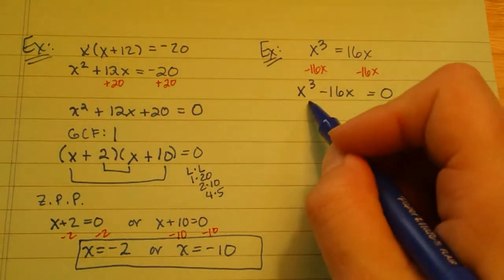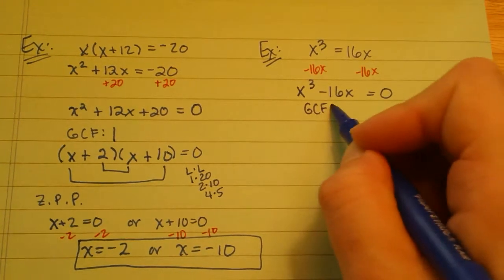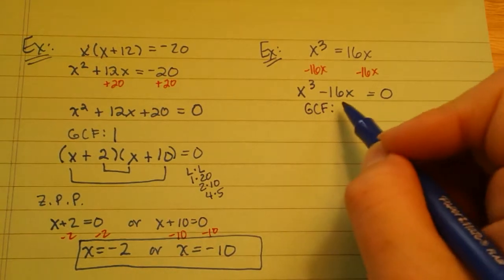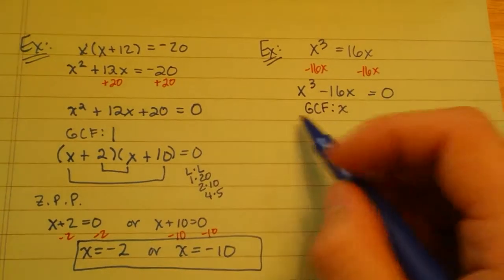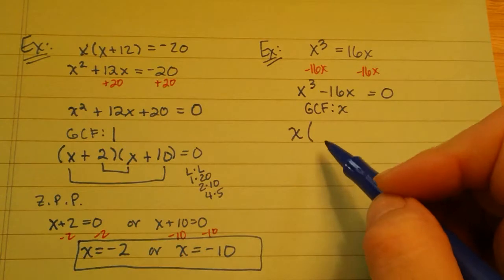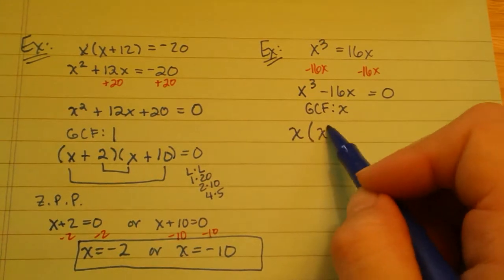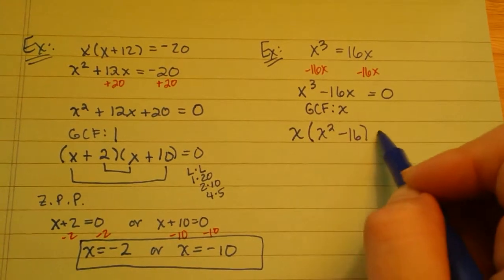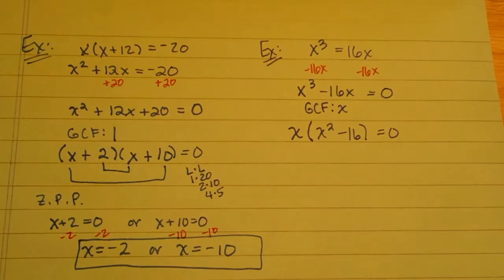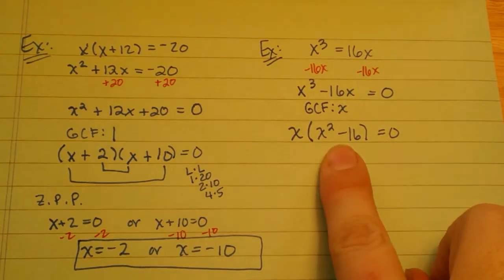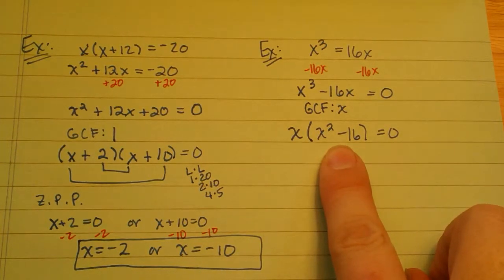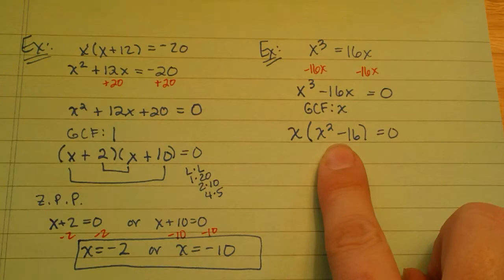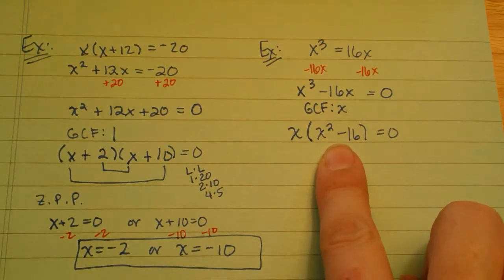So when I factor, I start by looking for a greatest common factor. Both of these terms have an x in them, so I'll take an x out front. X times x squared minus 16 equals 0. I want to check in this parenthesis and see if I can factor any further. It is a binomial, so I've got those 4 formulas to think about. Sum of squares, difference of squares, sum of cubes, difference of cubes.